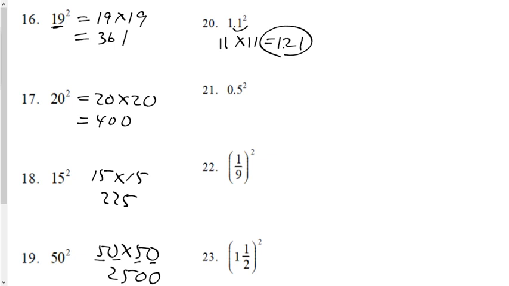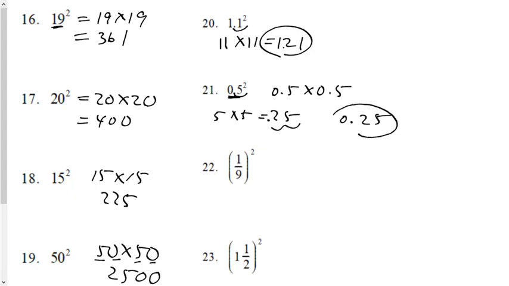Question 21 is 0.5 squared, which is 0.5 times 0.5. Again, same rule. If you think about it, you're going to ignore the decimal and just do 5 times 5, which is 25. Okay, that's step 1. 1 decimal place is what you had in your actual squaring. You double it for 2 decimal places, which means you put 2 decimal places in your answer, you get 0.25 as the square of 0.5.